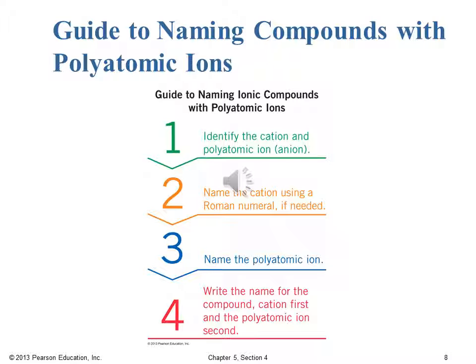Step number 3, we'll name that polyatomic ion, and then step number 4, we'll write the name for the compound, cation first and anion second. Again, it could be a polyatomic cation if we're dealing with ammonium ion, or more likely it's going to be a polyatomic anion. But just be careful, if it was a Roman numeral needing metal ion as the cation, be sure to include that Roman numeral in parentheses as well as the name.